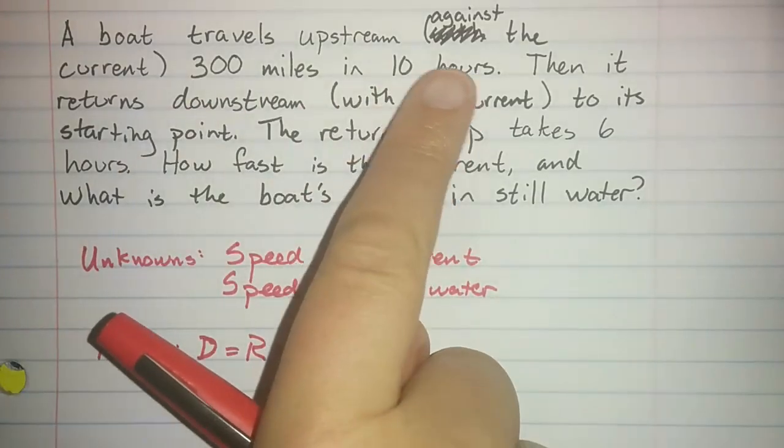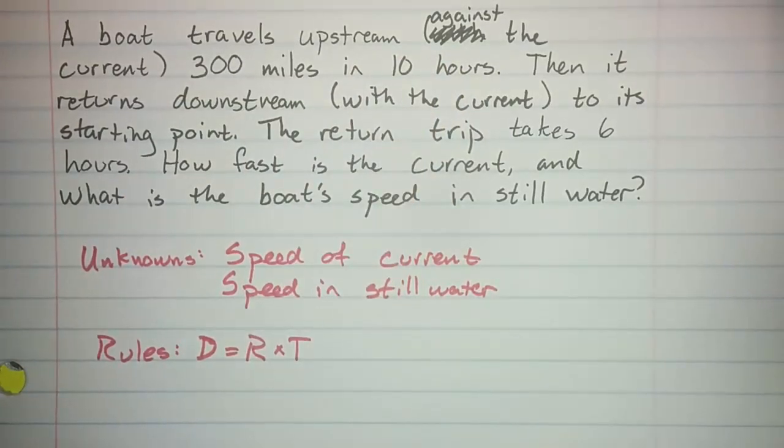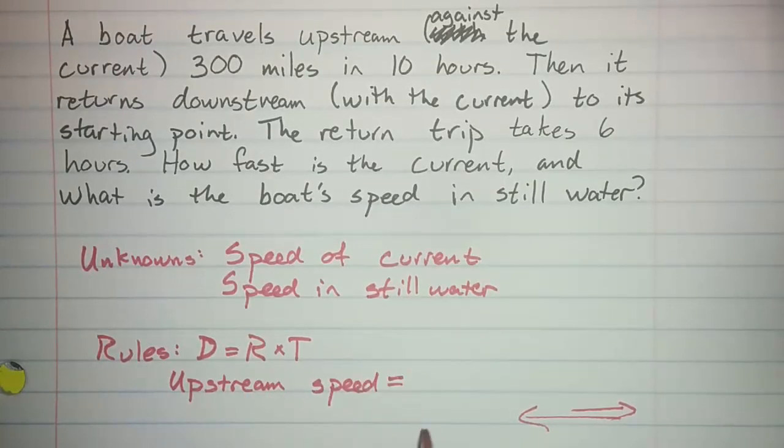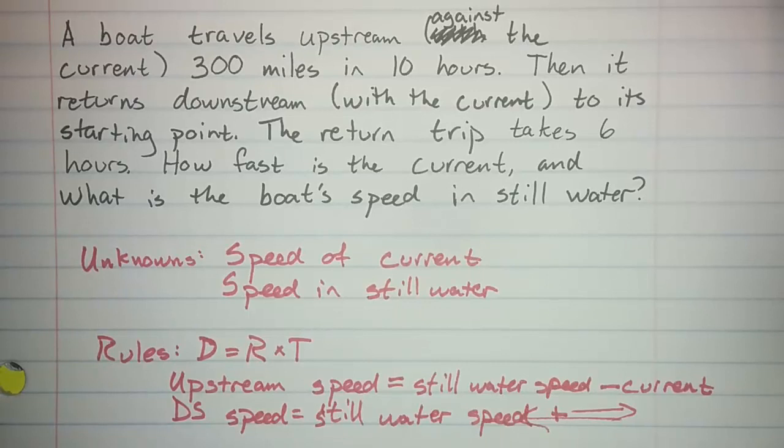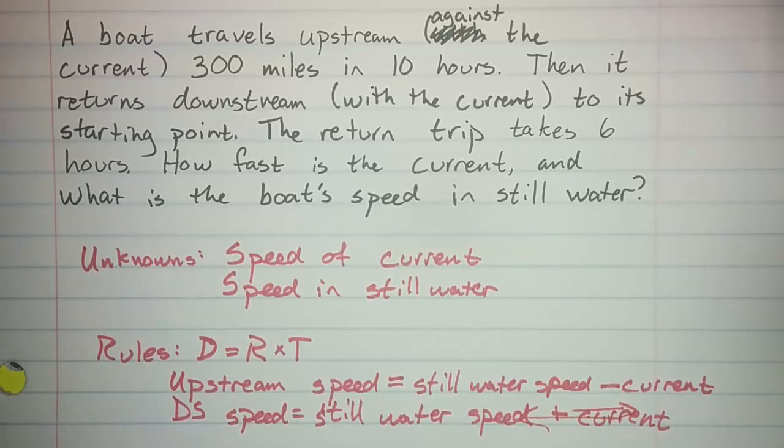So when we're going upstream, that means that while we're going this way, the river is going back this way underneath us. So the river going in the opposite direction of us slows us down. It pulls us somewhat backwards. So the upstream speed is how fast we would be going without the current minus the current speed. When we're going downstream, it's the opposite effect. It's how fast we would be going in still water plus how fast the water carries us.